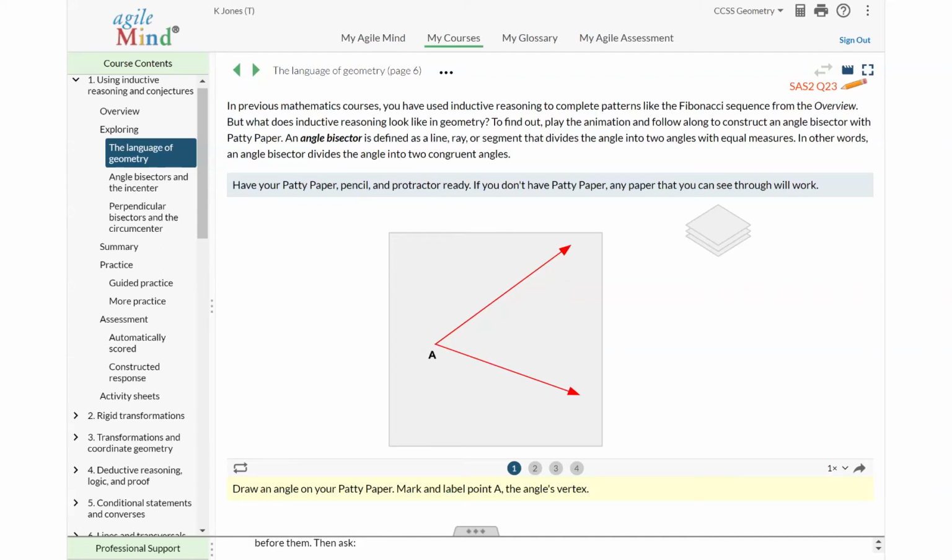Hi, everyone. We're going to begin reviewing these slides, but I just want to let you know that we are not going to be constructing the angle bisector ourselves. We're just going to follow along and make conjectures, okay?